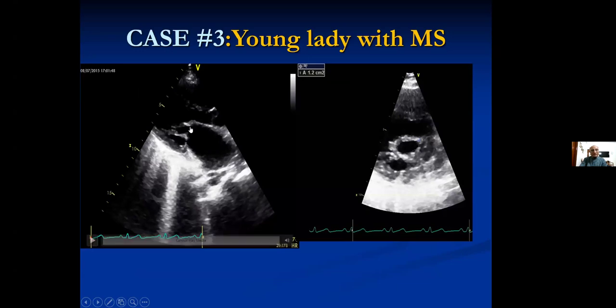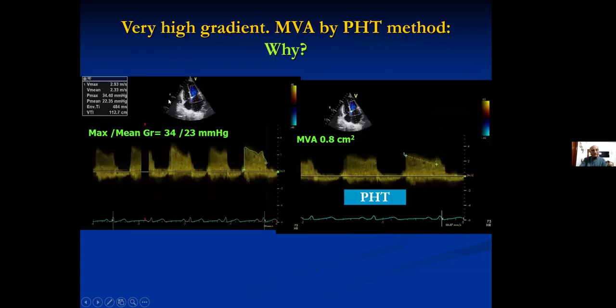Now, this was a young lady. You can see there is a doming of the leaflet. The mitral valve area was about 1.2. You can see 1.2 centimeters was the mitral valve area. But when you went to the apical view, the gradients were markedly increased, 34 peak and 23 mean.